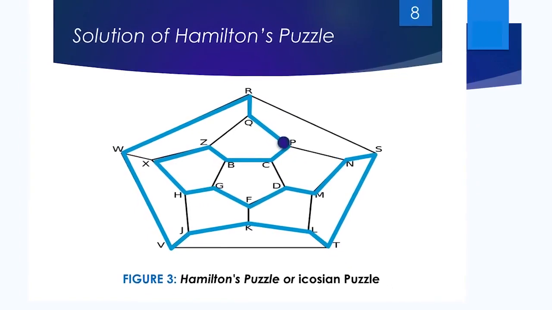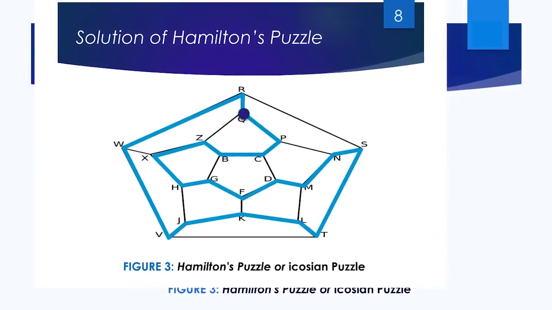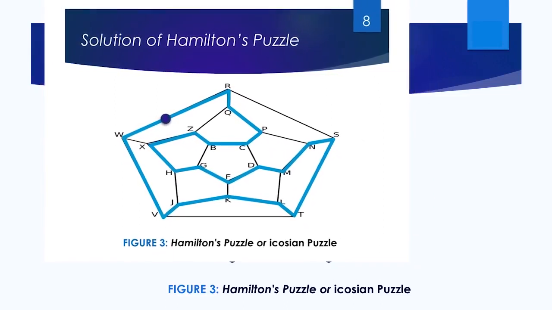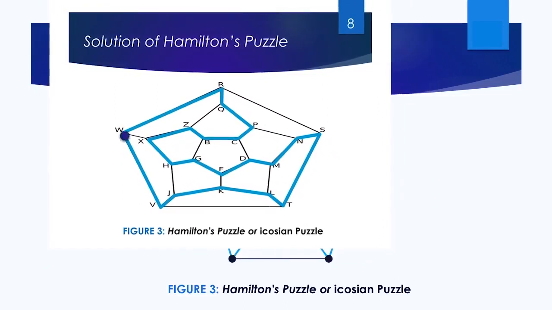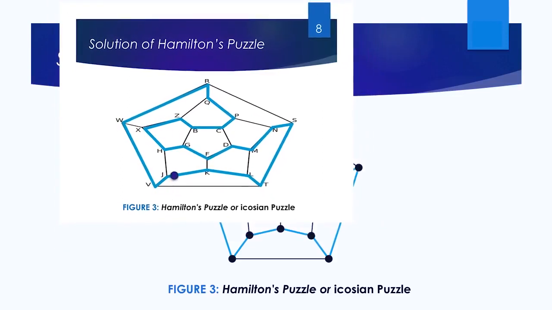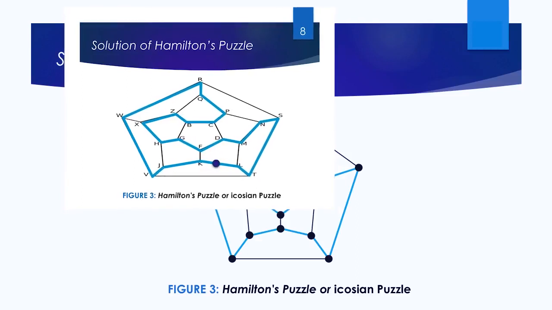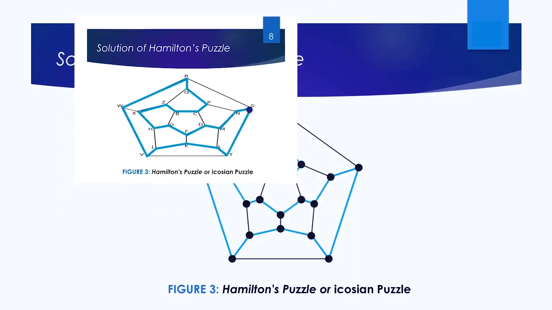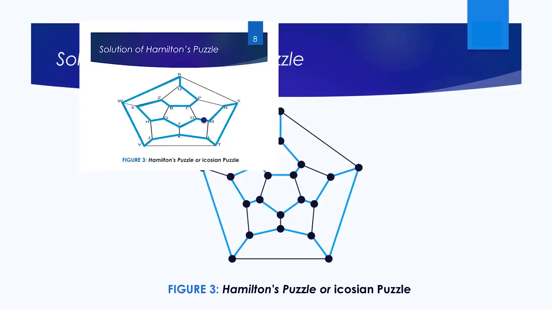Is there a circuit in the graph shown in figure 2 that passes through every vertex exactly once? Finding the answer to this question solves the puzzle because this graph is isomorphic to the graph consisting of the vertices and edges of the dodecahedron. So a solution of the Hamilton puzzle is shown in figure 3.